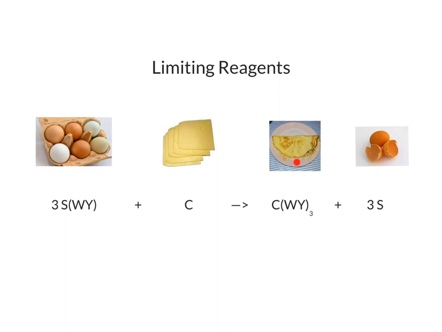So our omelet consists of 1 slice of cheese and 3 egg whites and 3 egg yolks. So 3 WYs. And we're not going to put the shell in our omelet, so we're going to end up with shells left over. And that's a byproduct of our reaction. The product that we're really interested in is this omelet. So let's imagine that we start with our 6 eggs here and 5 slices of cheese, and we want to see how many omelets we can make.